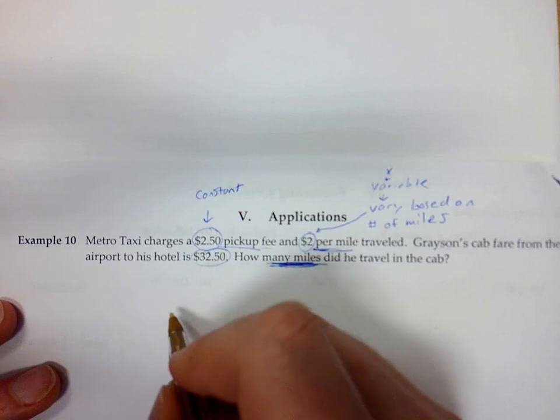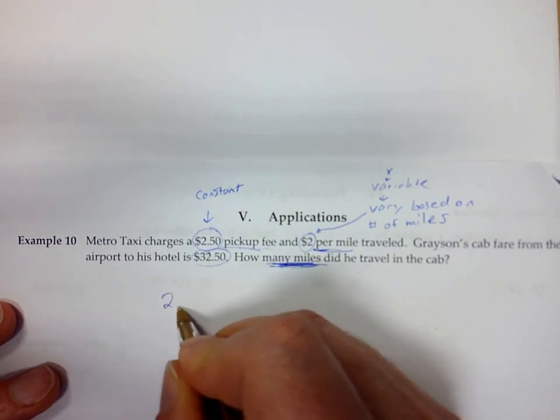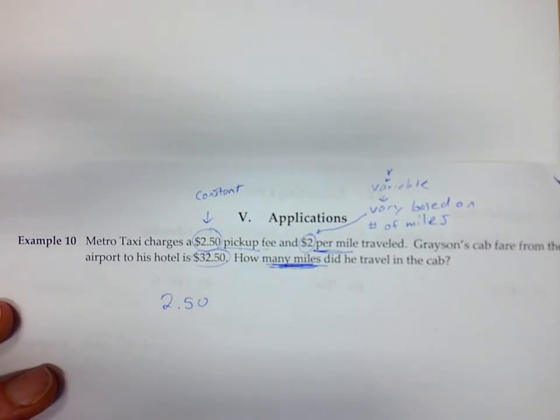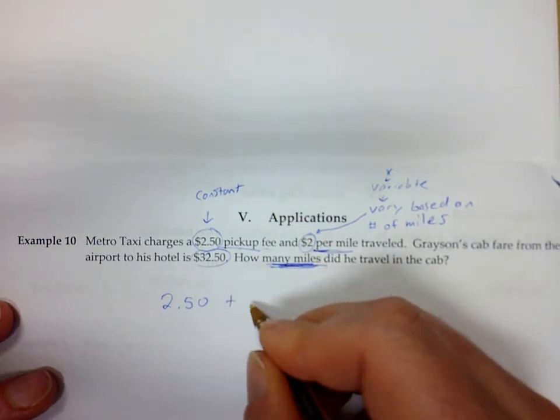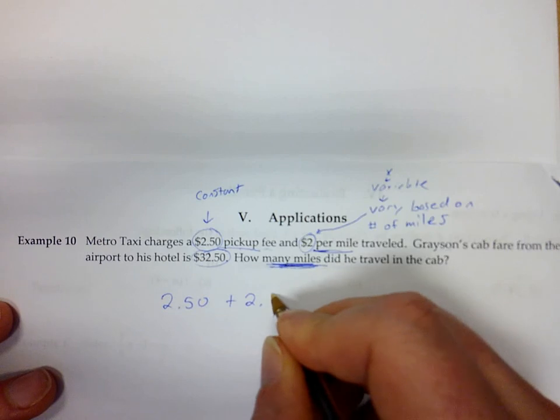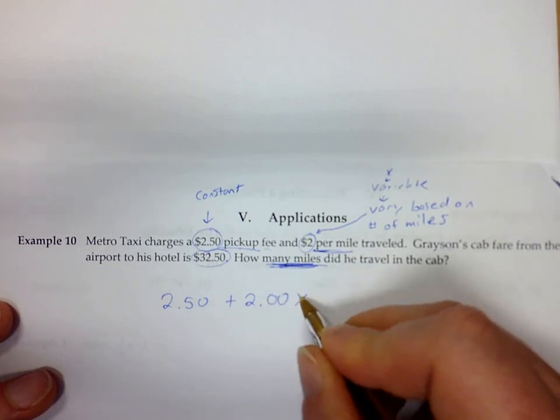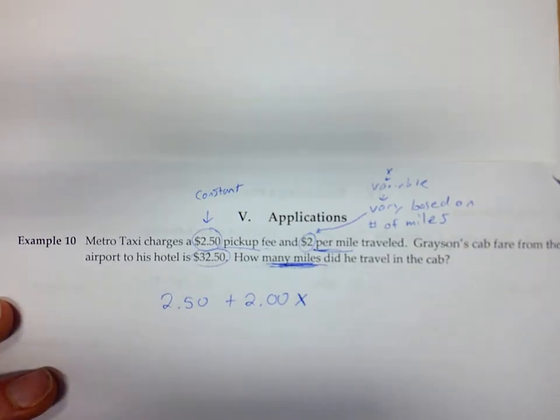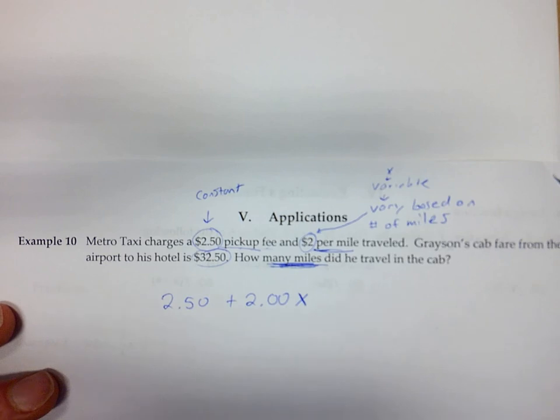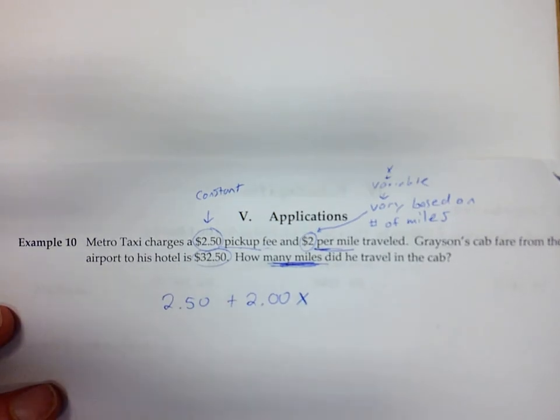So let's try to write up an equation here. We've got this $2.50 that you're going to get charged no matter what, and then we've got plus $2 per mile. So the way I'm going to write that is 2 times x. I didn't need all those decimals. Since we're working with money, I try to write 2 decimals, right? Because that's how money works. We have two decimal places.